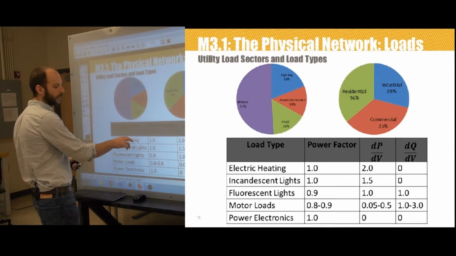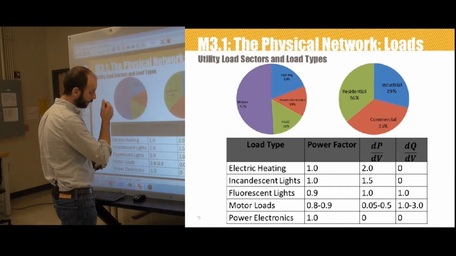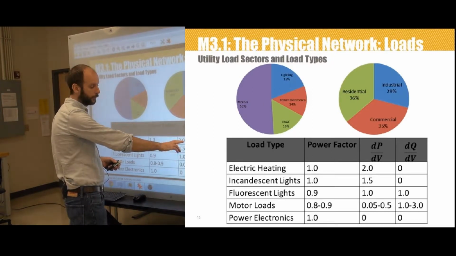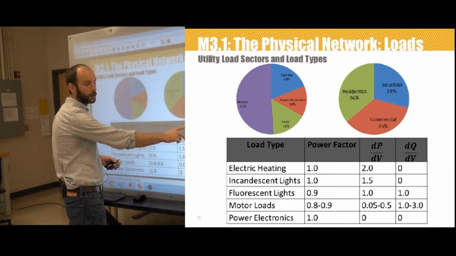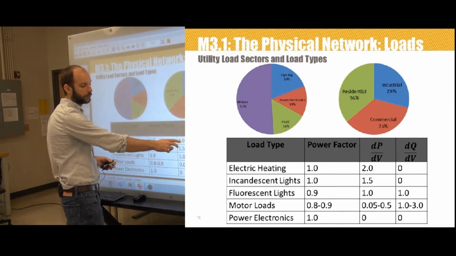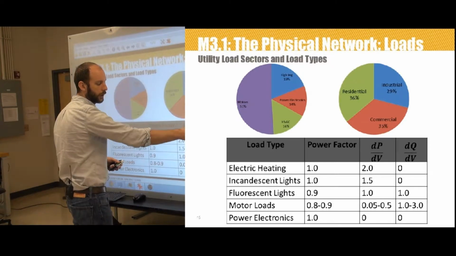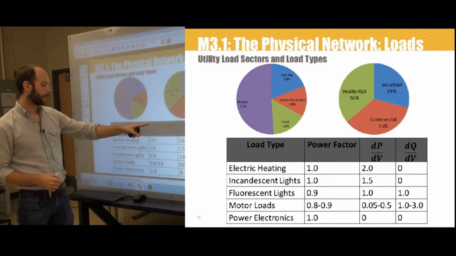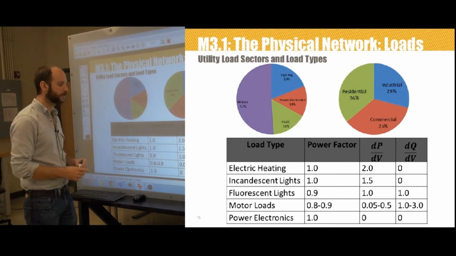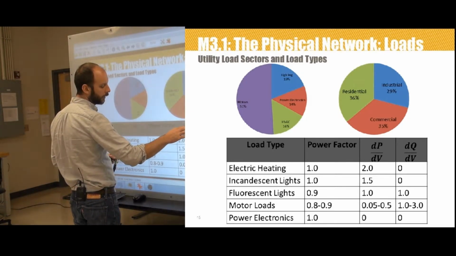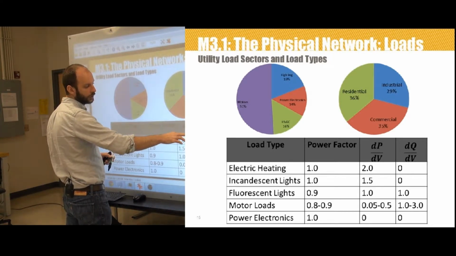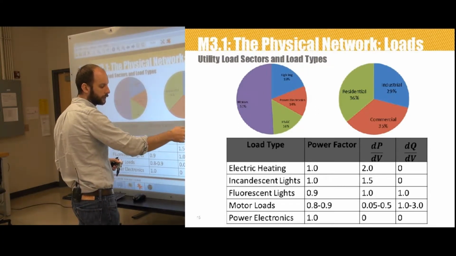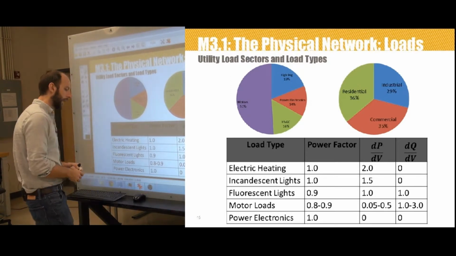So we look at electric heating. Electric heaters, as we've said previously, are mainly resistive. They have a real power consumption with a rate of change with respect to the voltage of 2. They don't consume any reactive power. Incandescent light bulbs have a power factor of 1, purely resistive. For every one change in voltage units that they see, they get 1.5 changes in real power. Again, they don't consume any reactive power.